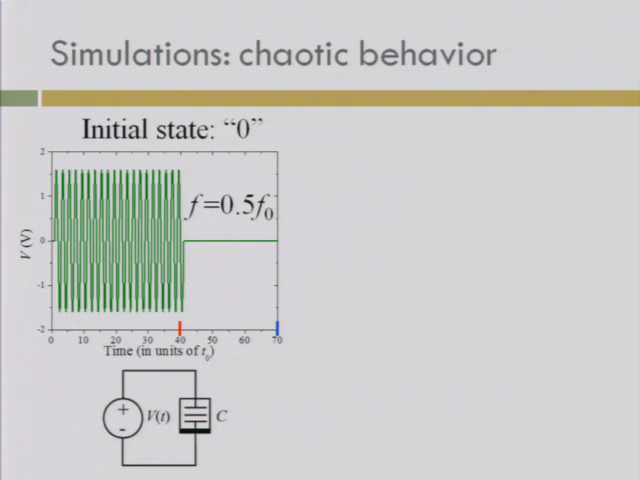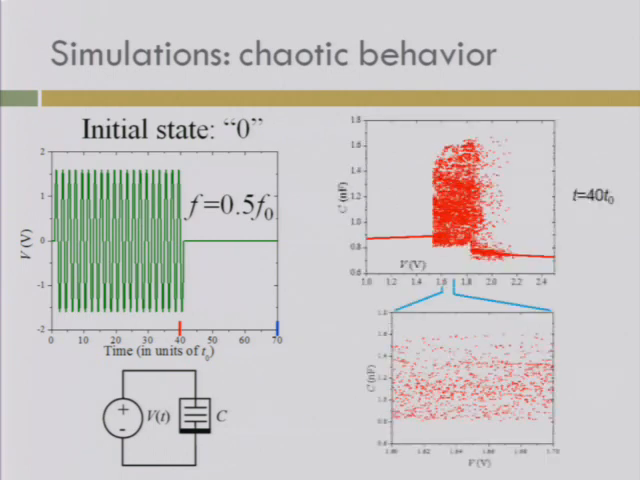Let me consider a simple circuit consisting of this membrane capacitive system and a power source, and let me apply several periods of AC voltage. Next, I'm going to plot the capacitance, measured at a certain moment of time, here at 40 T0, and I'm going to vary the voltage amplitude. This is a result of simulation. For low and high voltage amplitudes, I obtain just very smooth lines.